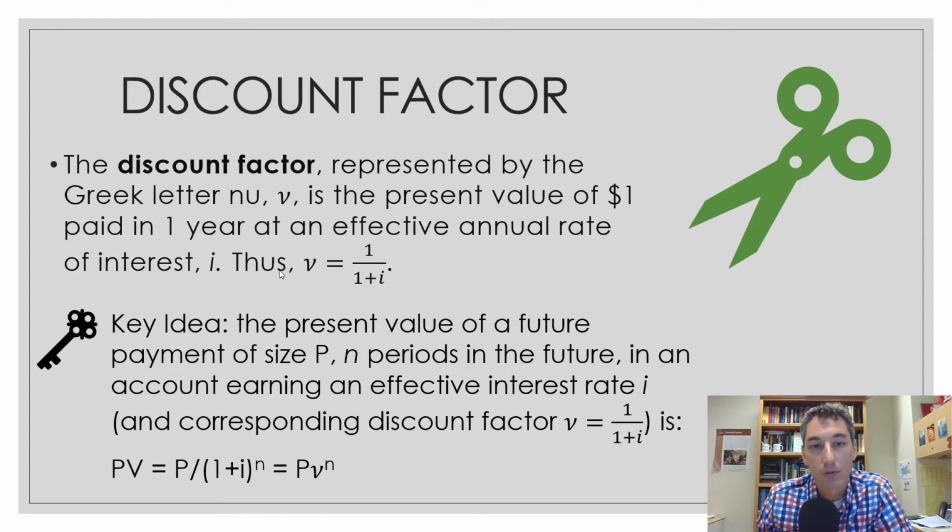So the key idea is the present value of a future payment of size P, n periods into the future in an account earning an effective interest rate i and corresponding discount factor nu, the present value PV is equal to P divided by 1 plus i to the n, or P nu to the n. In the same way that if you take P times 1 plus i to the n, that would give you how much something is worth if you earn interest on it, that would be the future value. So P nu to the n uses the discount factor. That's how much it would be worth now if it was going to accumulate to P then. So it's the present value of a future payment, because the assumption is you would be earning interest on that amount and then paying it after a certain period of time. Okay, so this is a nice simplifying thing. It's present value versus future value, essentially.